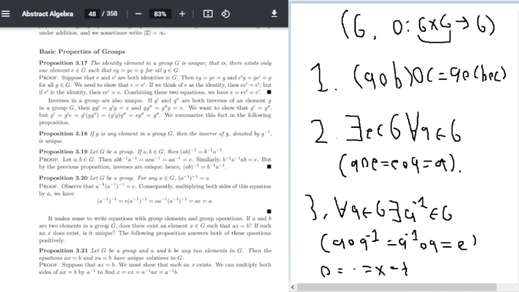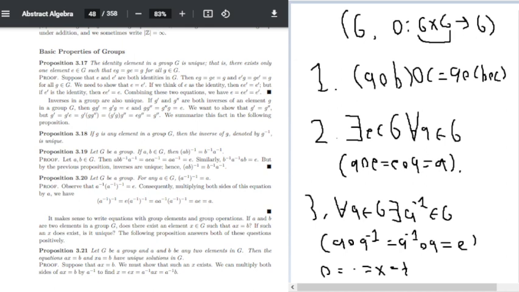If we think of e as the identity, then ee' = e'. But if e' is the identity, then ee' = e. Combining these two equations, we have e = ee' = e'. Inverses in a group are also unique.